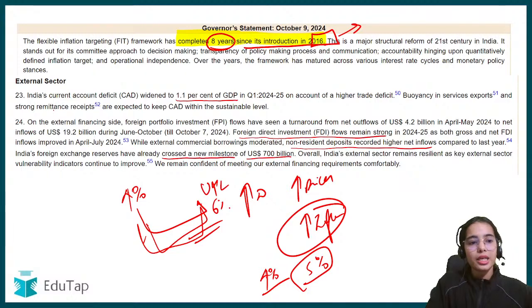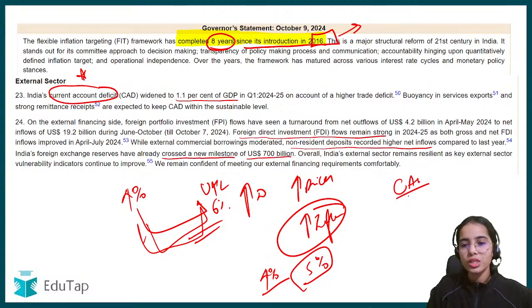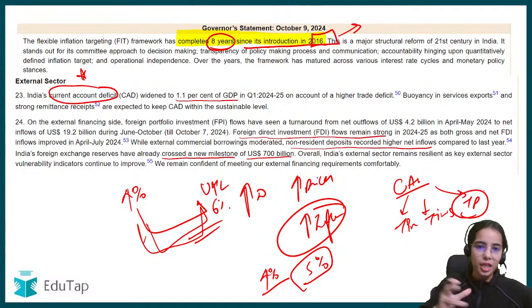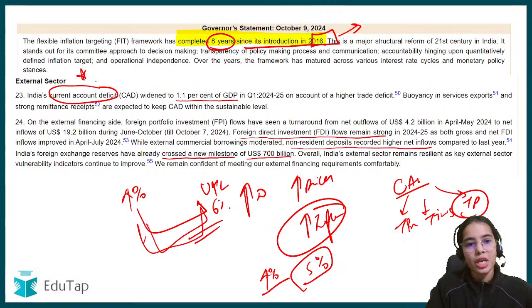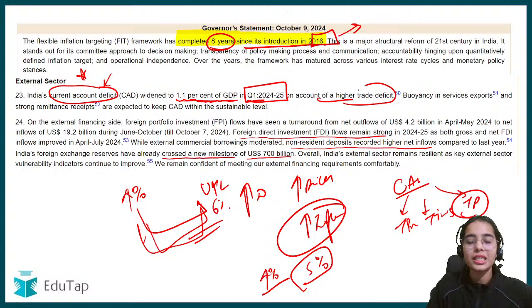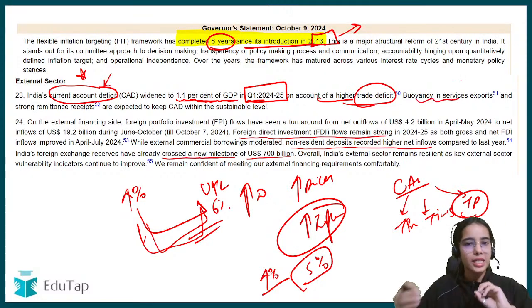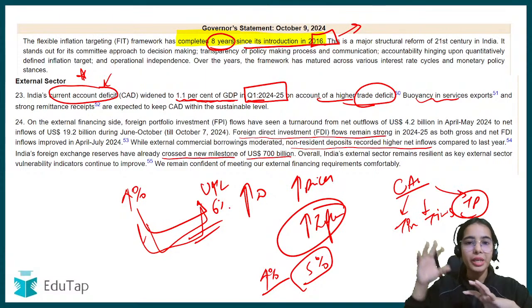Okay. Now coming to the external sector. So India's current account deficit. The current account includes trade in goods, trade in services, and transfer payments, that include the remittances that are coming from other countries and the remittances that we are providing to other countries. So the current account deficit widened to 1.1% of GDP in Q1 of 2024-25 on account of a higher trade deficit that we have seen. Buoyant services exports we have gained, and strong remittances we have gained.